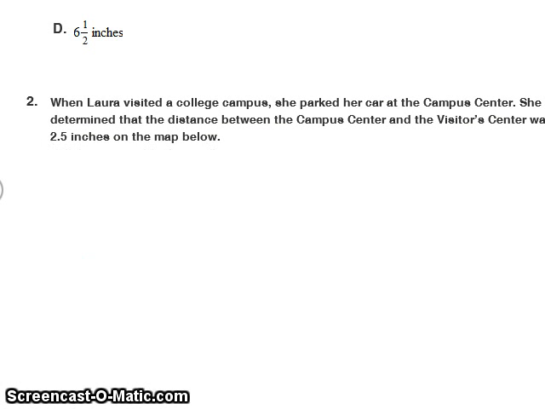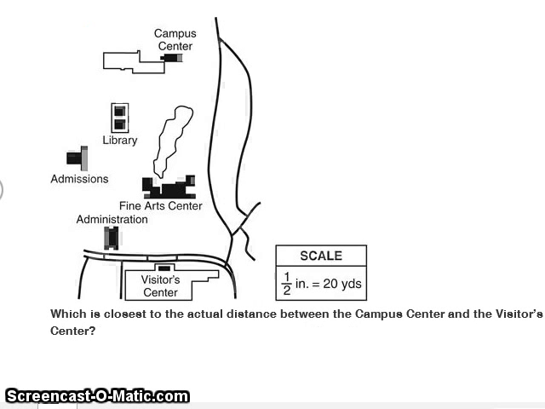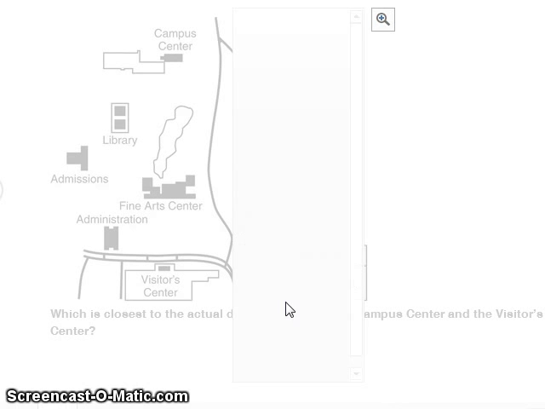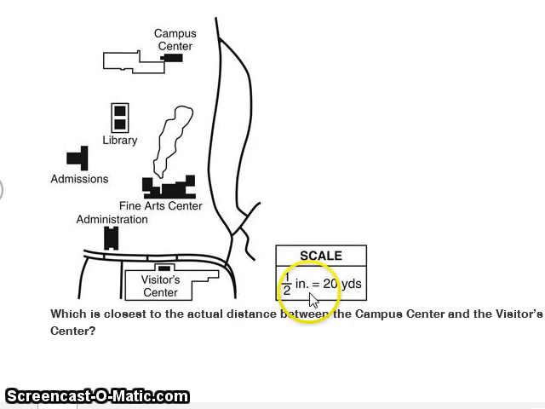Question 2. When Laura visited a college campus, she parked her car at the campus center. She determined that the distance between the campus center and the visitor center was 2.5 inches on the map below. So there it is. So it's 2.5 inches on the map, she says. Okay. Scale is important down here. It says 1/2 inch is 20 yards. So that's going to be one of our ratios in this problem. Which is the closest to the actual distance between the campus center and the visitors center?